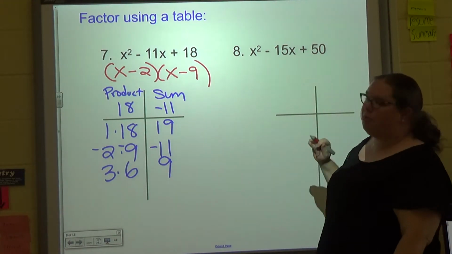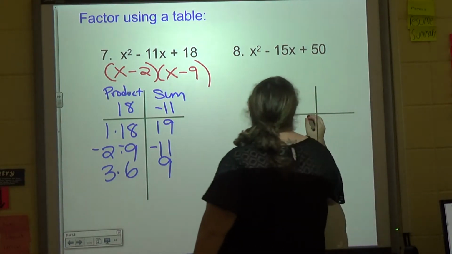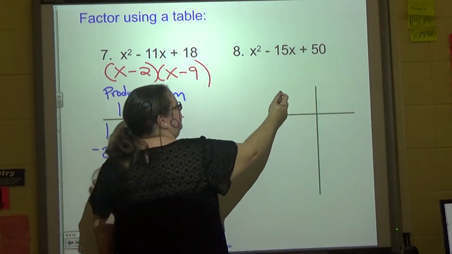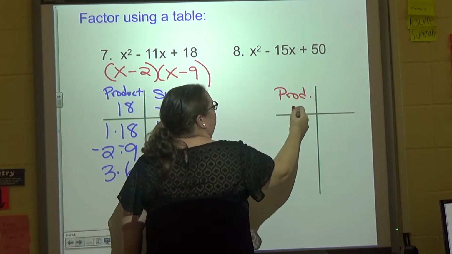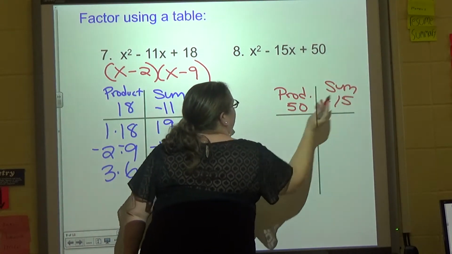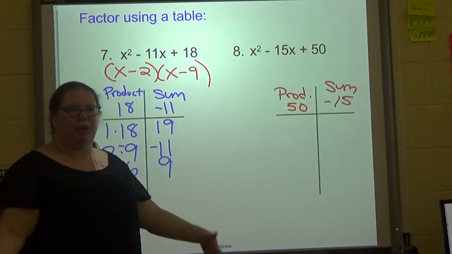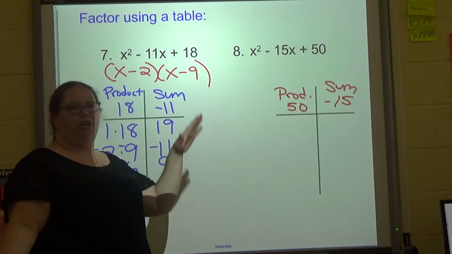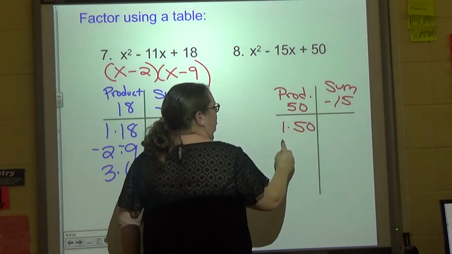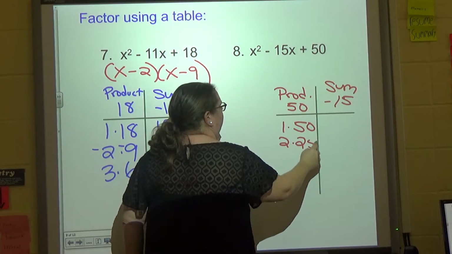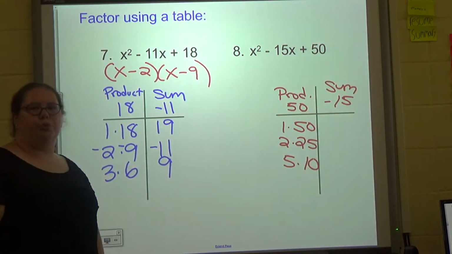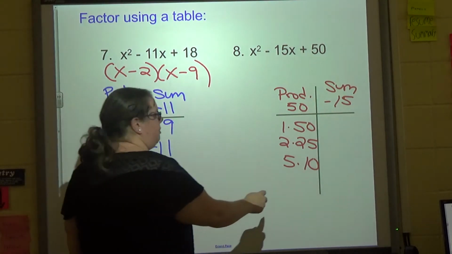Pause the video, try number 8 on your own. Alright, so this one's actually pretty easy. Our product is 50, and our sum is negative 15. Not that many things multiply to 50. We think in our head it's a decent sized number, so there should be a lot, but there's not. 1 times 50, 2 times 25, and 5 times 10, and that's it. No other pairs. Which ones add up to 15? My 5 and my 10.